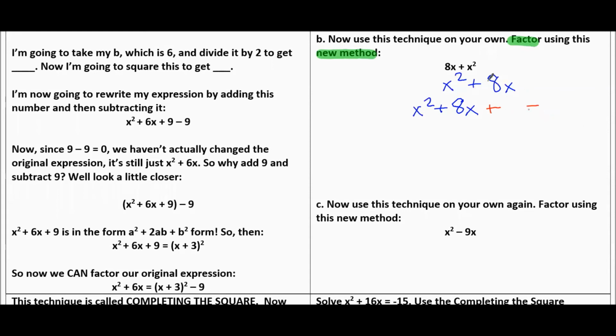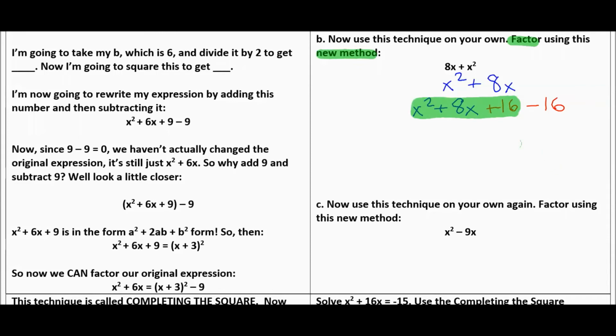The way you find that number, hopefully you remember this, you take your b, you divide it by 2, and then you square it. b, 8, divided by 2 is 4. 4 squared is 16. We're going to add 16. We're going to subtract 16. Why did we do that? Because now this trinomial, just like the essential question, that trinomial is a perfect square trinomial.